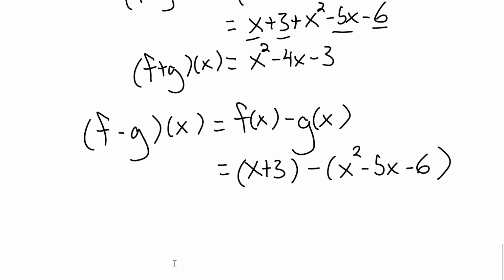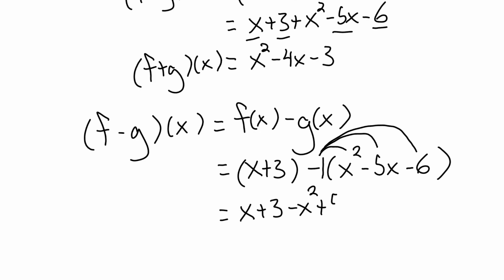So you can either think of this as doing minus x squared minus negative 5x minus negative 6, or you could think of this as a negative 1 in front here and distribute that negative 1 to every term. Really doing the same thing, just two different ways of framing it. So here we'll have x plus 3. If we distribute that negative, we'll have minus x squared plus 5x plus 6. And then we can combine like terms now that everything is distributed properly.